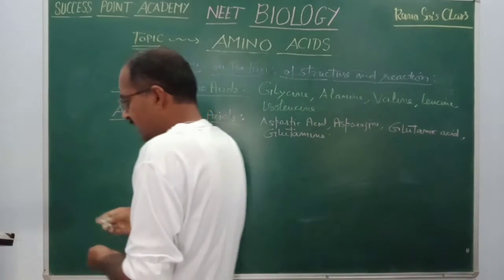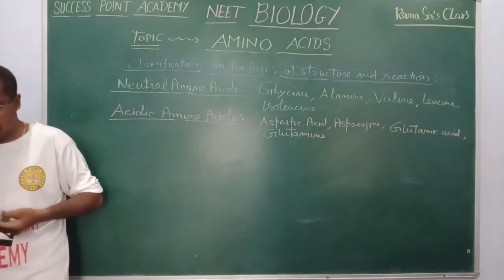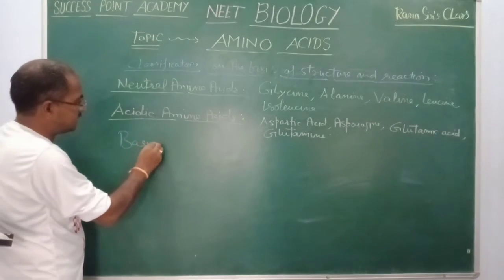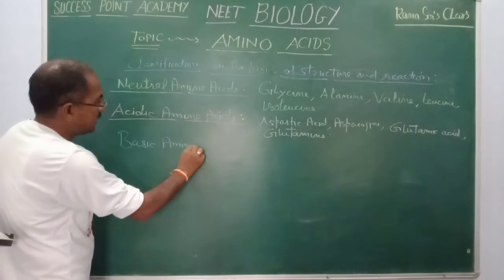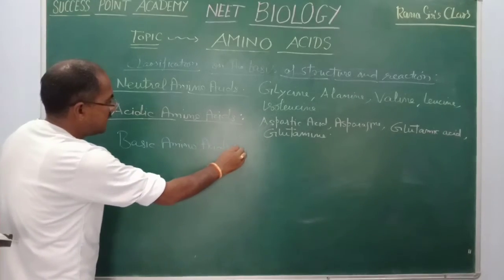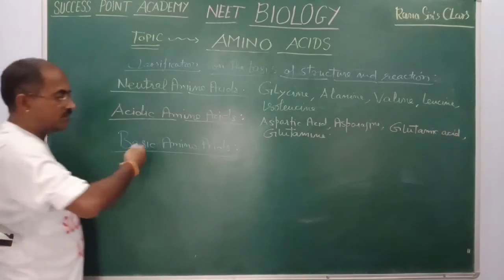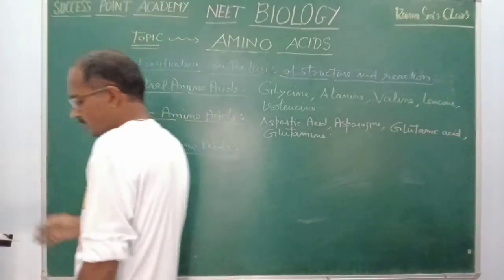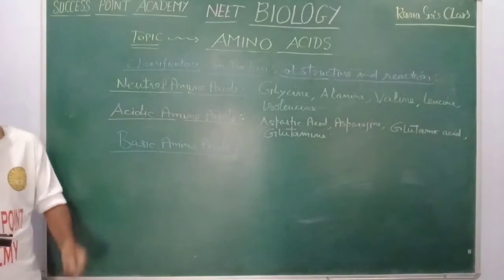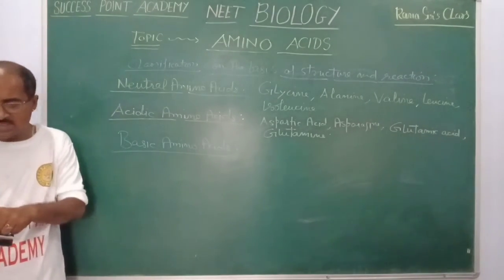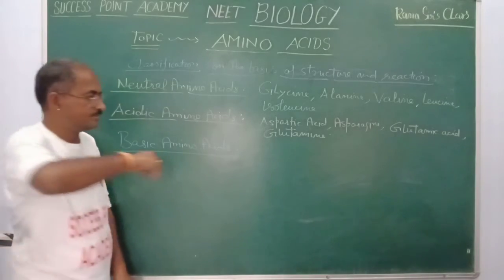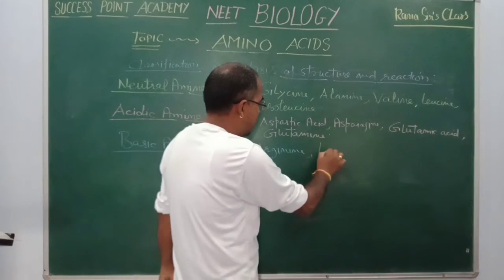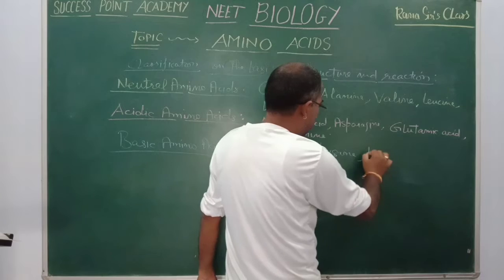Now I think the third category you can very well tell me, that will be basic amino acids. Now what will be there in the basic? Yes, the NH2 group will be more in number. So basic amino acids: arginine, lysine, histidine.